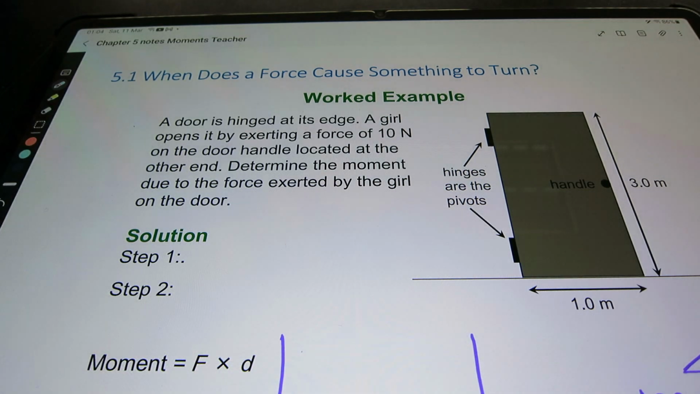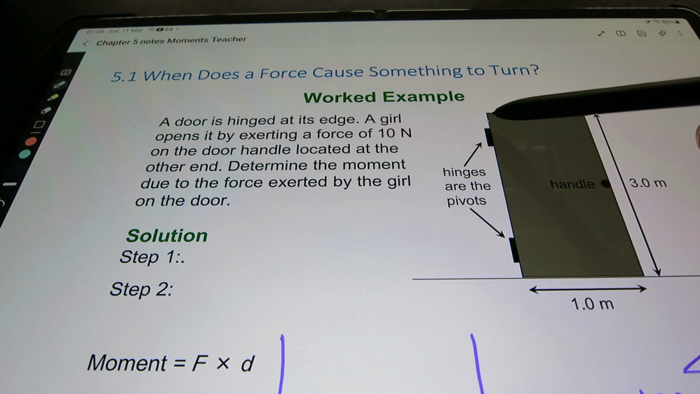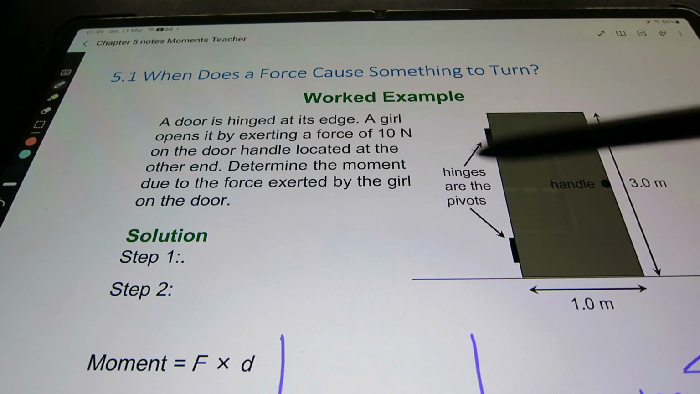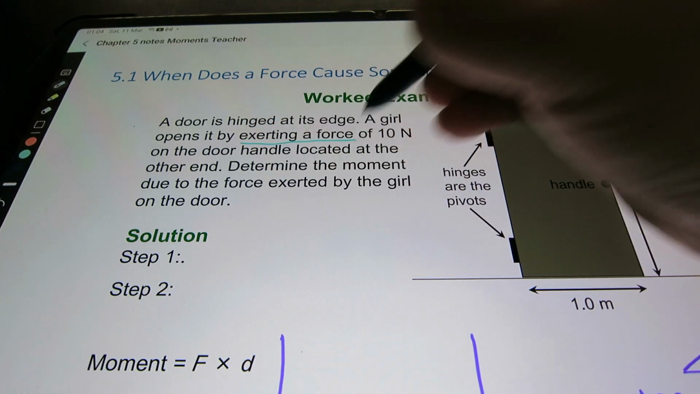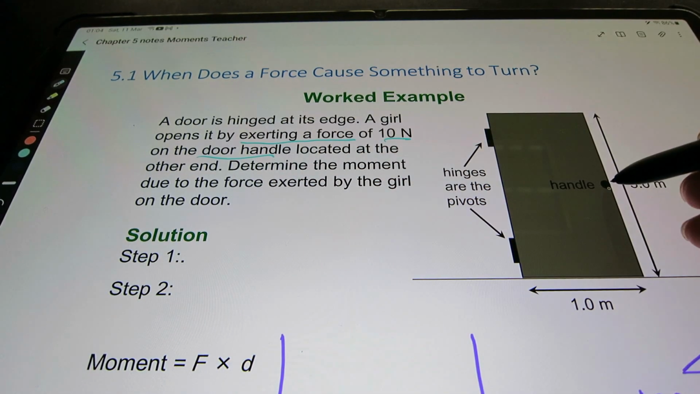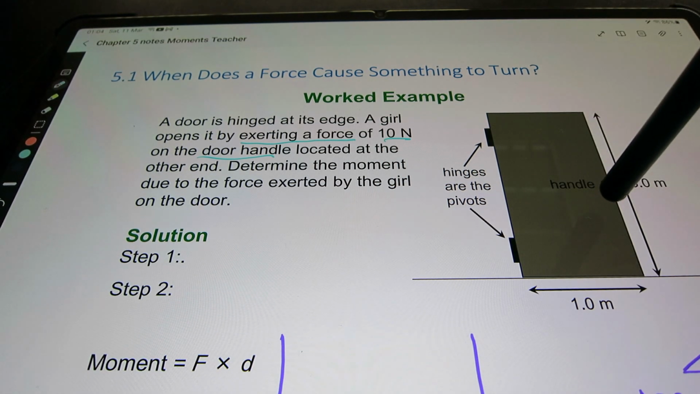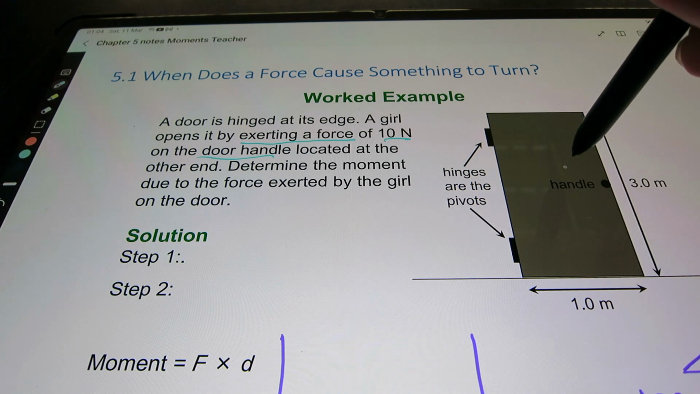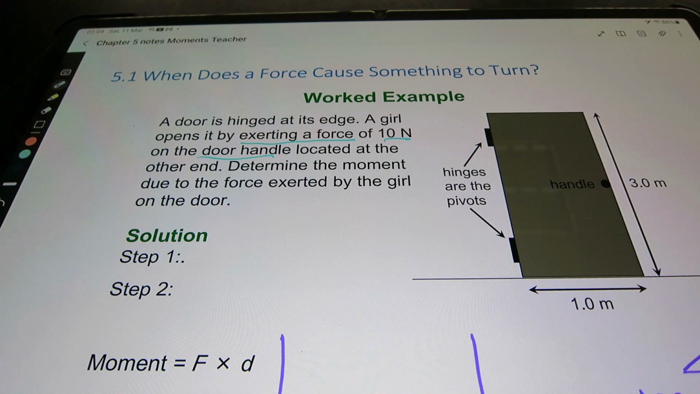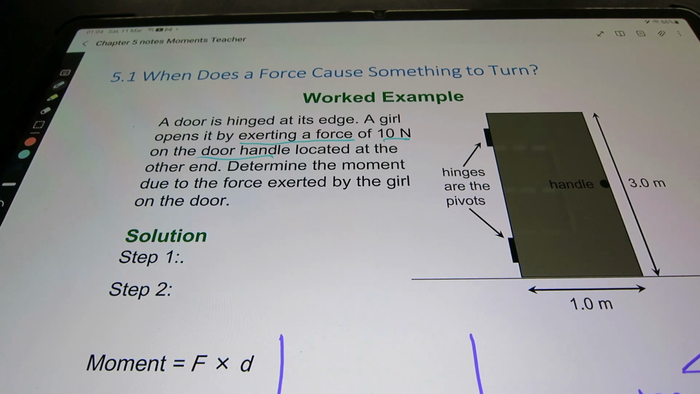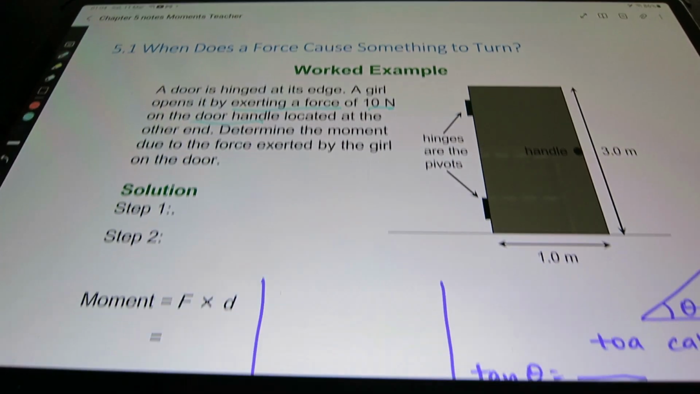Alright, just also do take note that some of the questions may actually be the first time you encounter in the O-level chapter as a 3D problem. So you have a door drawn like this, and they say a girl exerts a force of 10 newtons on the door handle, which is located here. Which means actually the girl is either pushing the door this way or pushing the door this way into. So it's actually a 3D problem. It may be the first time. So you need to get used to encountering 3-dimensional problems in the O levels.